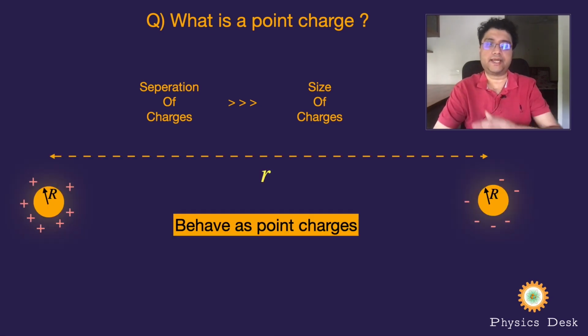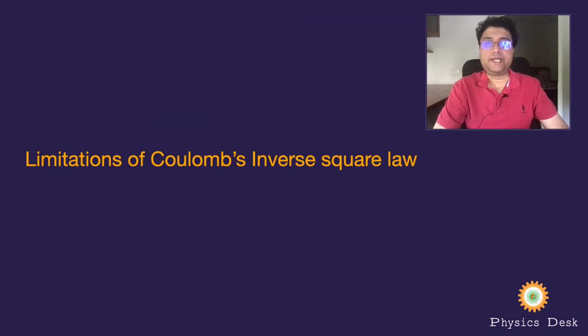So you can see that two charged objects the size of our sun are separated by a very large distance compared to their individual sizes. So these two charged objects, despite their large individual size, behave as point charges because of the large separation compared to their individual sizes. Now let us explore some of the limitations of Coulomb's inverse square law.